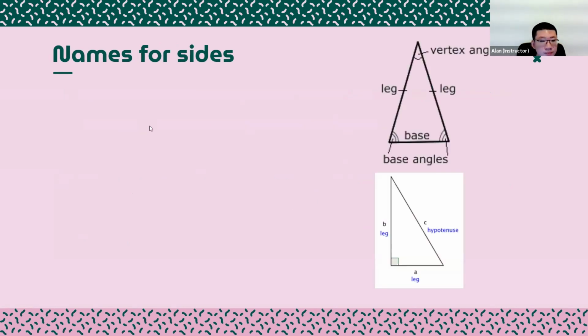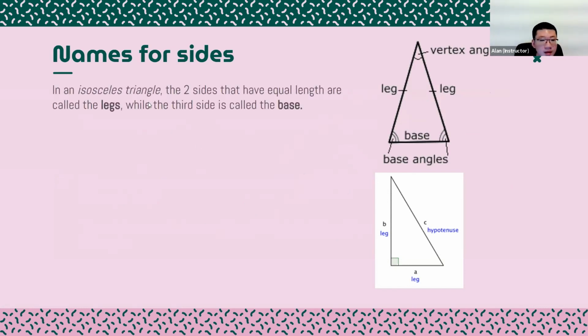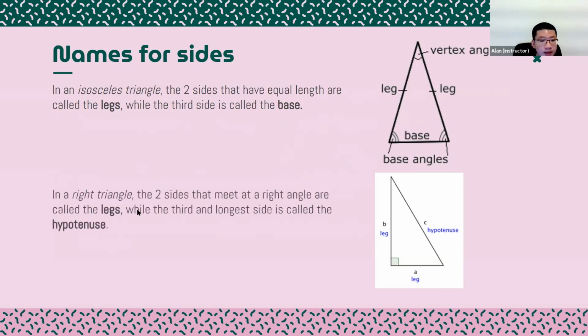Alright, so now that we've gone over how to classify them, we're going to go over some names for the sides to make them easier to identify. In an isosceles triangle, the two sides that have equal length are called the legs, while the third side is called the base. And in a right triangle, the two sides that meet at a right angle are called the legs, while the third and longest side is called the hypotenuse.